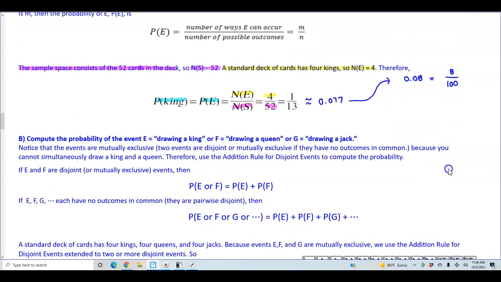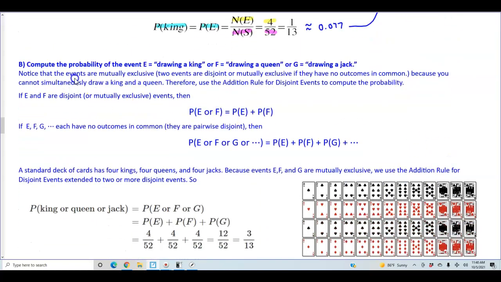Okay. Next, in part B, it says, compute the probability of the event E, meaning the event E is drawing a king, or event F is drawing a queen, or event G, which is equal to drawing a jack. Now notice that the events are mutually exclusive, meaning that 2 events are disjoint or mutually exclusive if they have no outcomes in common. Now, because you cannot simultaneously draw a king and a queen at the same time, therefore, we're going to use the addition rule for disjoint events to compute the probability.